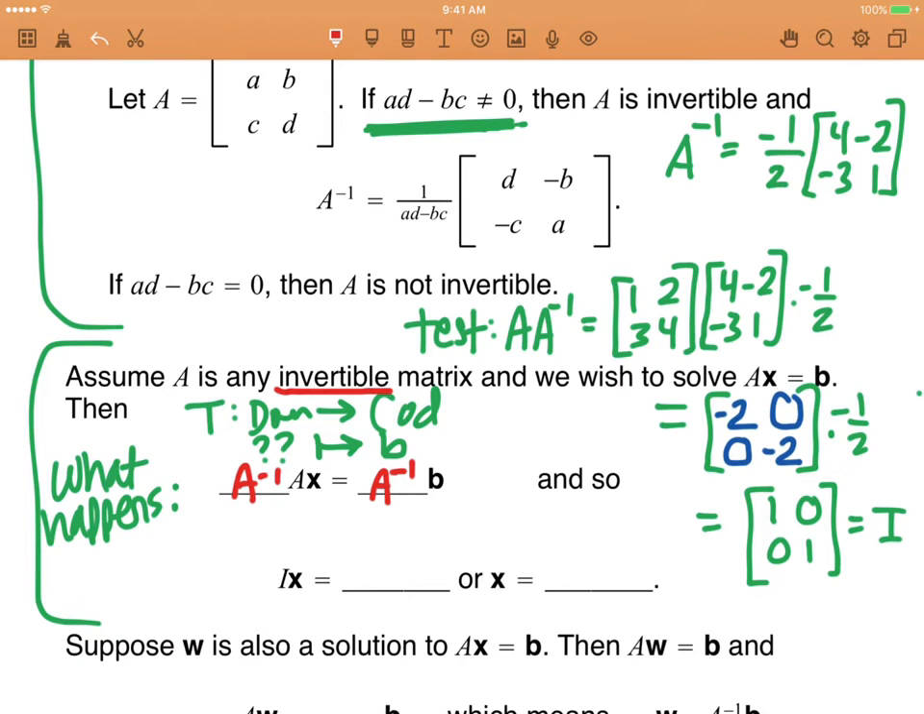What happens? Well, A inverse times A becomes the identity. And that's equal to A inverse B. And the identity times X, well, what's the point of the identity? If you multiply it by a vector, you leave it alone. So you get just x. So that means x equals A inverse B.